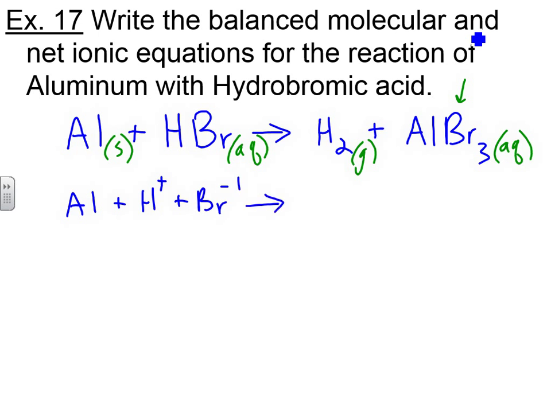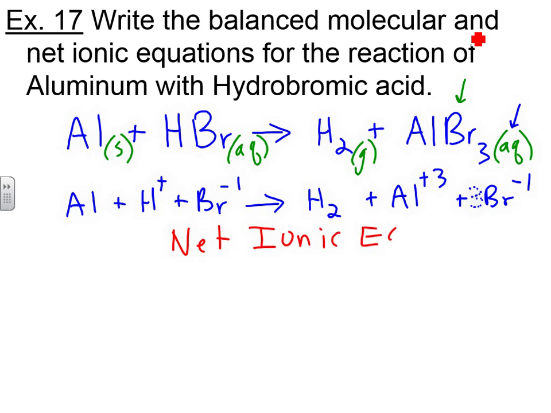Hydrogen gas here does not get broken apart. And aluminum bromide also gets broken apart. Since it is aqueous, we get aluminum +3, and we get bromide -1. Again, if you want to balance it, you can put a 3 in front if you'd like, if that helps. But this equation doesn't need to be balanced. It's the last one that needs to be balanced, the net ionic equation. Okay, so now we're ready for the net ionic.